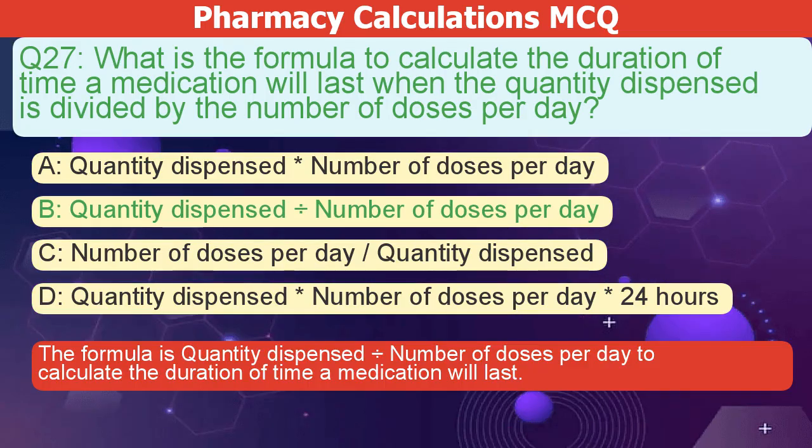The correct answer is B. The formula is quantity dispensed divided by number of doses to calculate the duration of a medication.